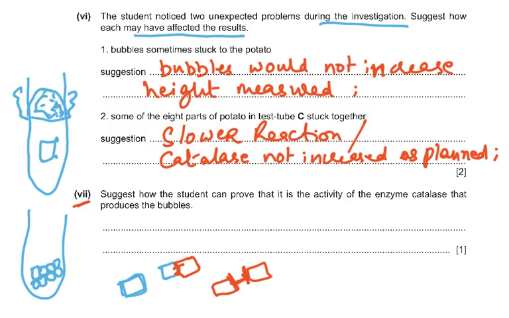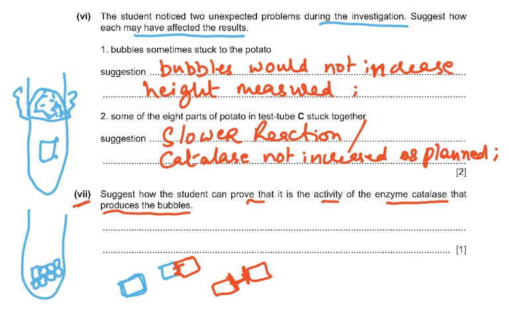Part 7, it says, suggest how the student can prove that it is the activity of the enzyme catalase that produces the bubbles. Now, I always give this example. That's a very simple example. If a certain student X is making all the noise in the class, and we think that student X is making all the noise, we say, okay, class with the student X, and then the same class without the student X. So if still there is noise, that means it wasn't student X who was making the noise. It must be student Y or student Z.